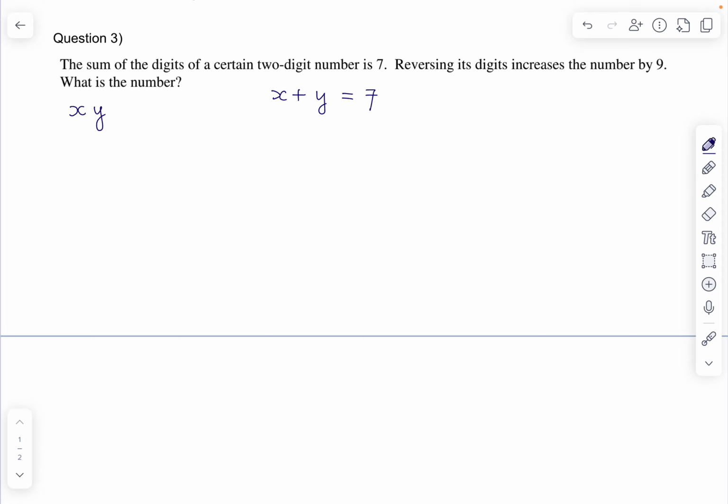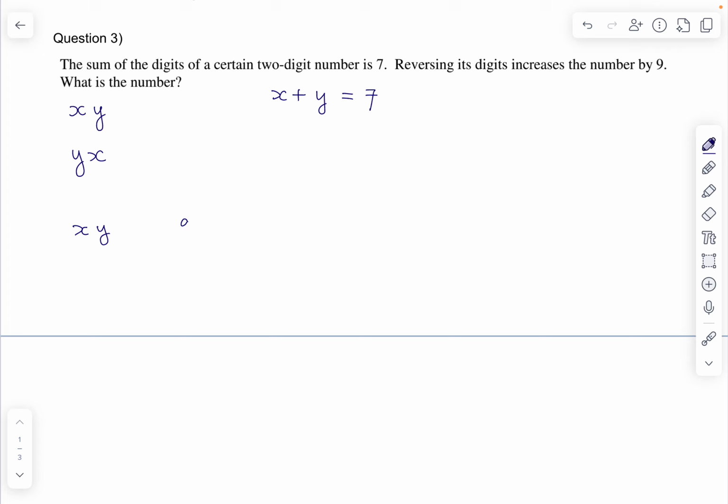The second one is a little bit more tricky to think about. If you reverse each digit, so you make it into yx instead of xy, apparently the number increases by 9. So how can we express this as an equation? Don't forget, the first digit shows you the tens position, and the second digit shows you the unit position. So now let's think about the value of these two-digit numbers. If I write it as xy, x has a tens position and y has the unit position.